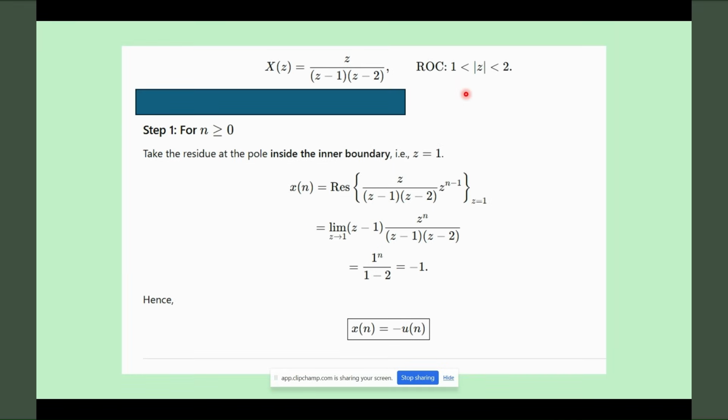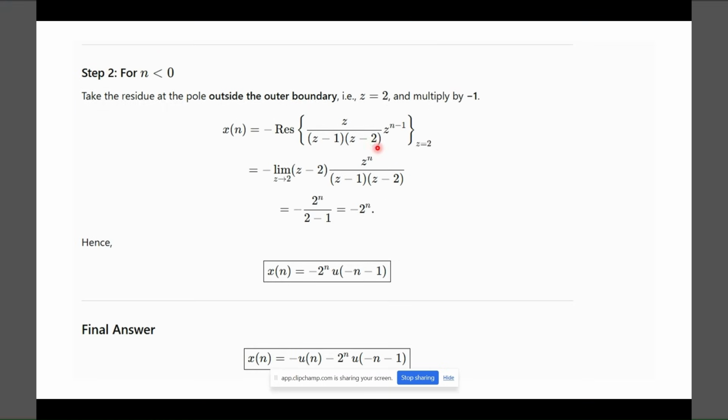Always remember, for a positive right hand side sequence, make it a positive residue and you have to multiply with u of n, so minus 1 into u of n, that is minus u of n. For the negative side sequence, that is the left hand side sequence, for finding the residue of that particular pole, you have to multiply with minus and u of minus n minus 1. Similar to the methodology that you use in partial fractions, here also you have to follow the same.